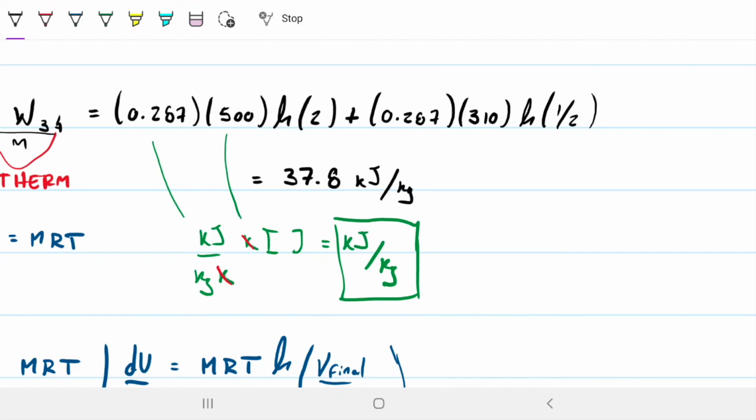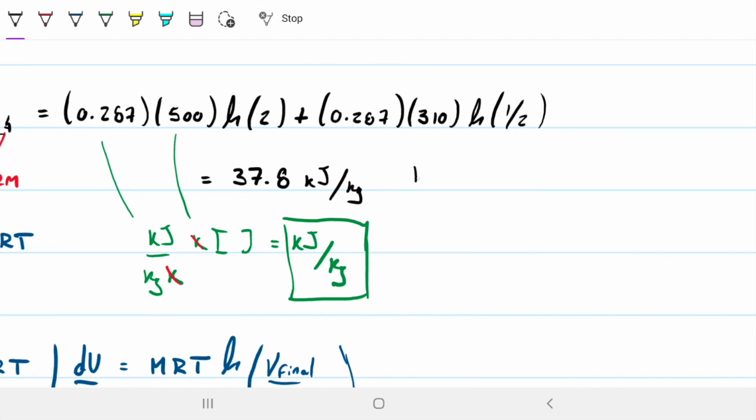And this is per cycle, right? Because this is when I do one cycle. Remember how we got here? We summed up the 1 to 2, the 2 to 3, the 3 to 4, and the 4 back to 1. So this is one cycle right here in the corner. This is per cycle. Okay, and remember that this is not what we're looking for. This is just part of it.